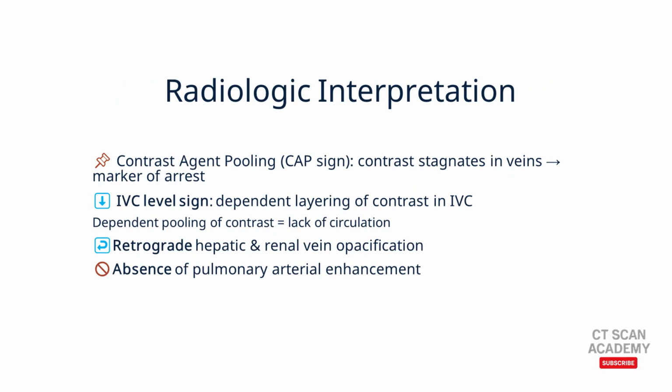Radiologic interpretation. This pattern is recognized as the contrast agent pooling, CAP sign. It occurs when contrast stagnates in the venous system due to the absence of effective circulation and serves as a radiologic marker of cardiac arrest. The SVC IVC level sign refers to the dependent layering of contrast in the inferior vena cava. Retrograde opacification of hepatic and renal veins may also be observed. The absence of pulmonary arterial enhancement confirms that the circulation has effectively ceased.